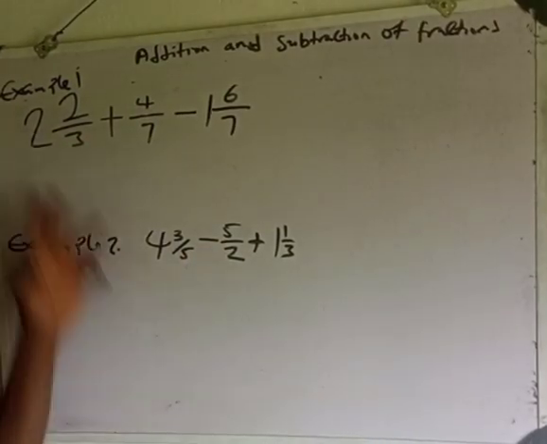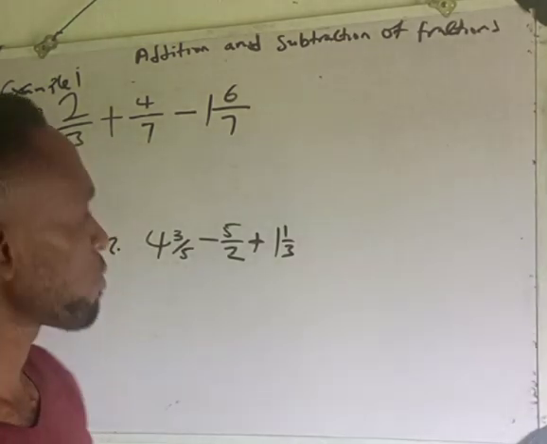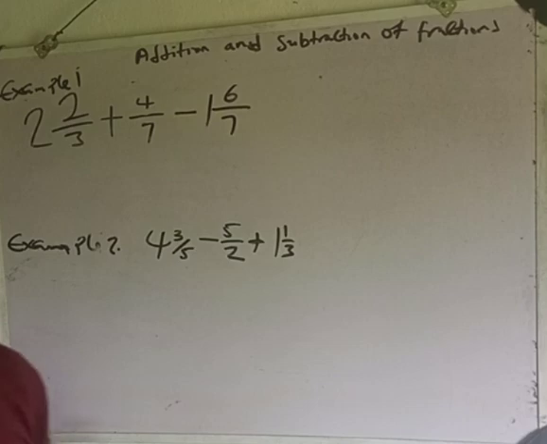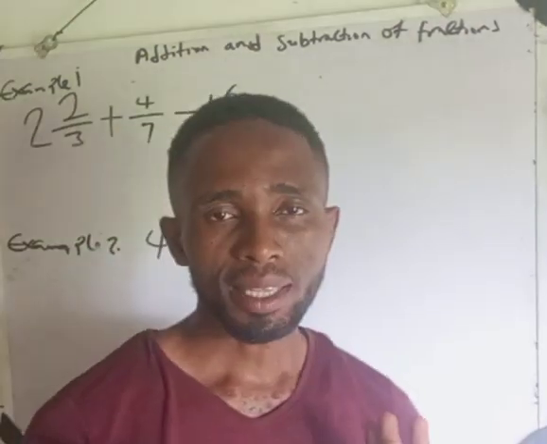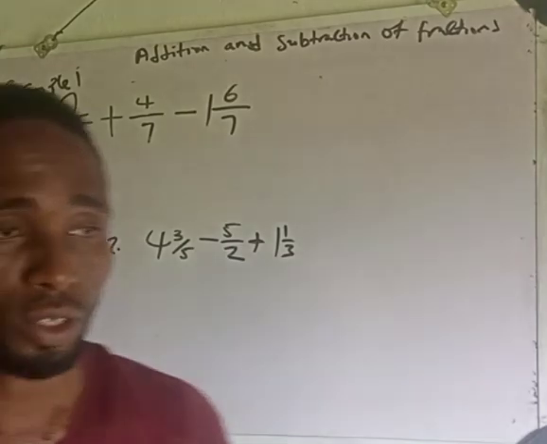For instance, here we have 2 whole number 2 over 3 plus 4 over 7 minus 1 whole number 6 over 3. In the second question, we have 4 whole number 3 over 5 minus 5 over 2 plus 1 whole number 1 over 3. Now, the steps are the same. If you can remember the steps I taught you on how to solve addition and subtraction of fractions, there are 3 things.